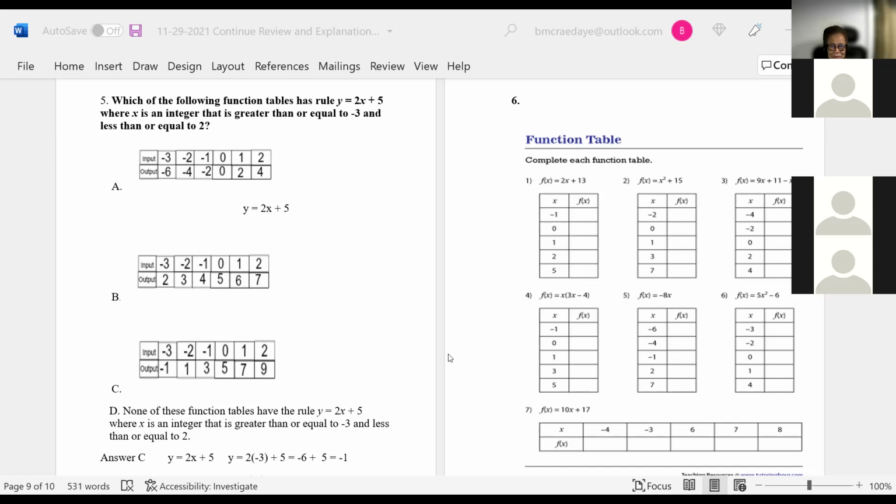Number 4, but you have an X outside. What's that about? The X times the 3X minus 4? Okay, that means wherever you see the X, you want to put a minus 1. So you'll have a minus 1 here, and you'll have 3 times a minus 1. Wherever you see an X, you put a minus 1. So this will be minus 1, parenthesis, 3 times a minus 1, minus 4, and then put the result there.